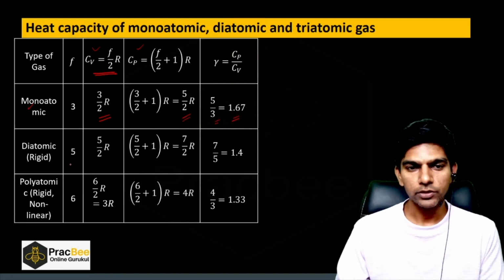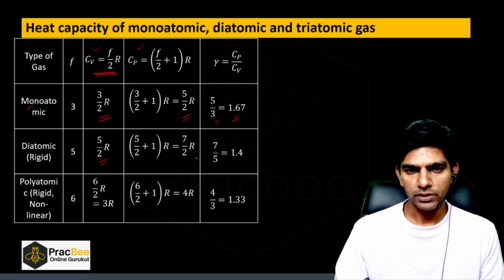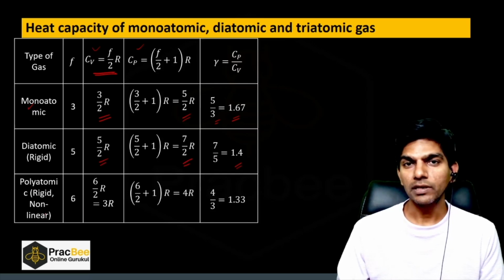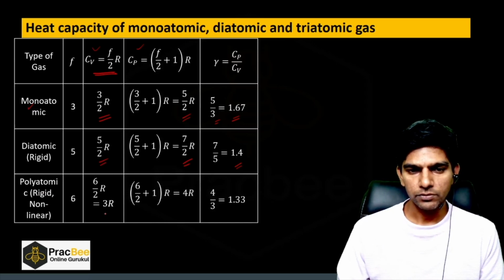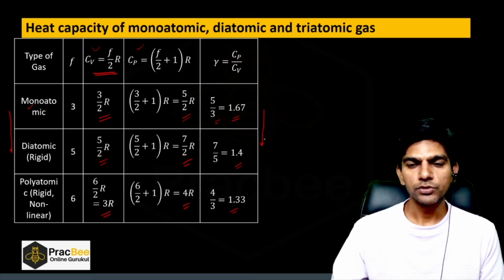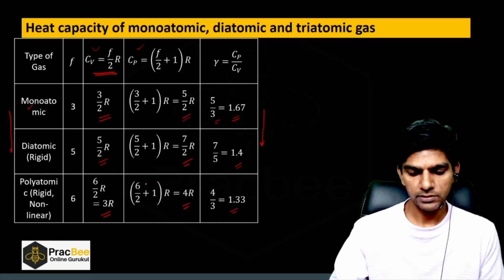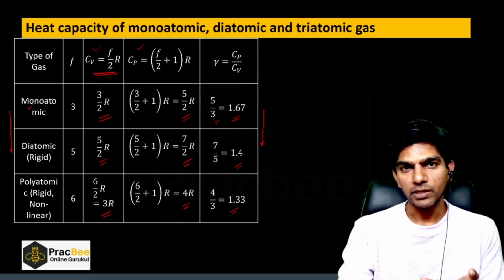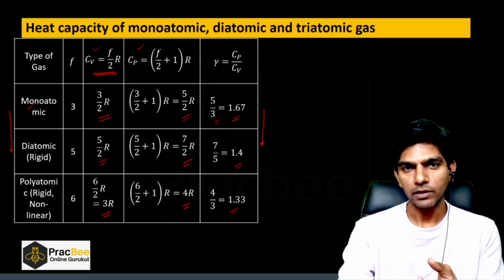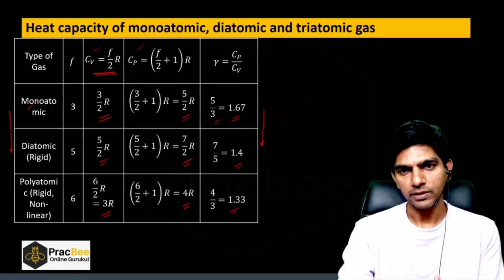And for diatomic rigid molecules, Cv is 5 by 2 R and Cp is 7 by 2 R. So the ratio will be 7 by 5, which is 1.4. And for polyatomic rigid non-linear molecules, Cv will be 3R, Cp is 4R, and the ratio will be 1.33. So can you see as we are going down, the value of gamma is also decreasing, but it remains greater than 1. So do remember these values, because in questions you will be given the type of gas like monatomic, diatomic, polyatomic, and by that you have to find the corresponding degree of freedom, and from that degree of freedom you can find Cp, Cv and gamma value.